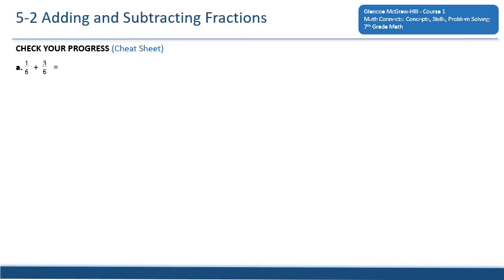So 1/6 plus 3/6, if we do 1 plus 3 over 6, we get 4/6. Then we can simplify by dividing the numerator and denominator by 2, and we get 2/3. 3/7 minus 1/7 is the same as 3 minus 1 over 7, which is 2/7.